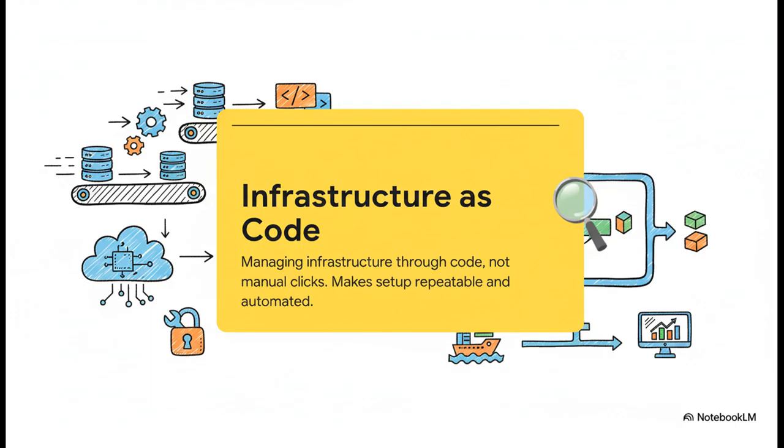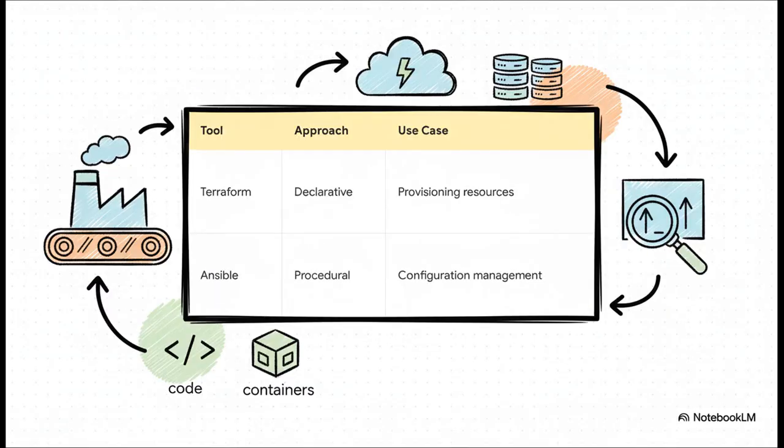The modern way is called infrastructure as code. Instead of clicking, you write code that defines exactly what your factory should look like. This means it's repeatable, it's automated, and you can track changes to it, just like your application code. The two giants in this space are Terraform and Ansible, and they have slightly different ways of thinking.